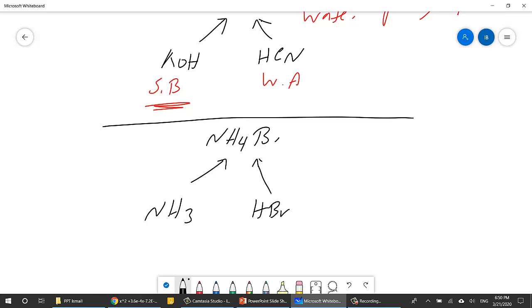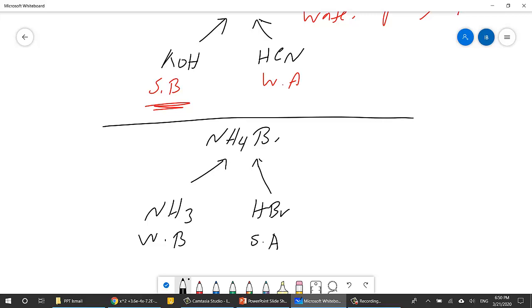HBr is a strong acid. Remember the strong acids are HBr, HCl, HI, H2SO4, HNO3, and HClO4. So HBr is one of them. This is a weak base. Ammonia is a weak base. So who's winning here? It's the strong acid.